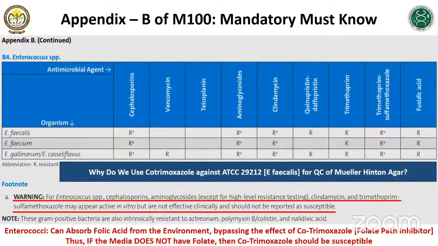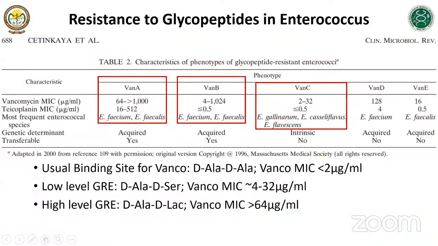So if I just go back to this table of Appendix B, you see over here, Enterococcus gallinarum and Enterococcus casseliflavus are showing resistance to vancomycin and not to teicoplanin. So this is the intrinsic or inherent VanC resistance present over here. So like I said previously, the usual binding site for vancomycin are the D-alanine sites, for which the vancomycin MICs are usually less than or equal to 2.